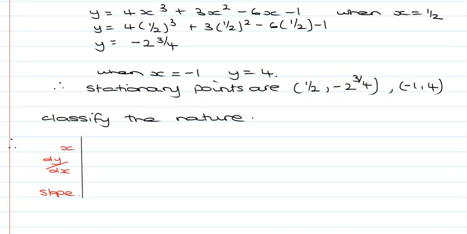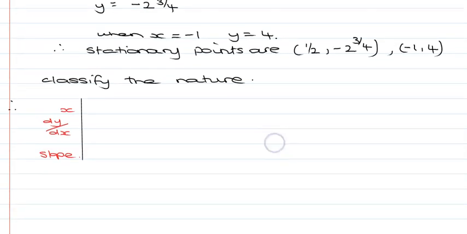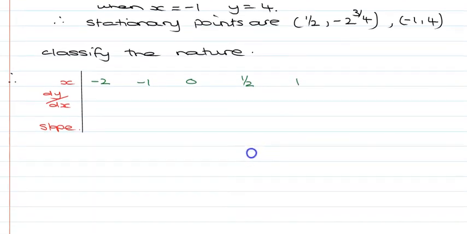Now, let's classify the nature of those stationary points. Looking at the x values, I've got a stationary point at -1 and a stationary point at a half. So remember, to classify, I need to look at the gradient either side of these. I'm going to choose an x coordinate to the left of -1, so I'm going to go with -2, and to the right, 0. And 0 is to the left of the half, so I'm going to go up to 1 to be to the right of that. And I'm just going to look at the gradient either side.